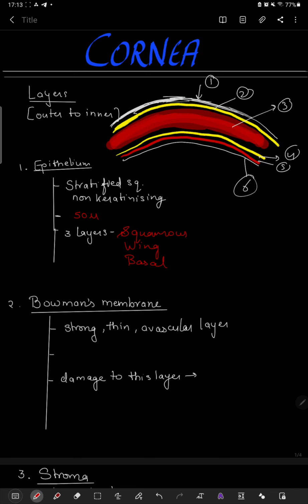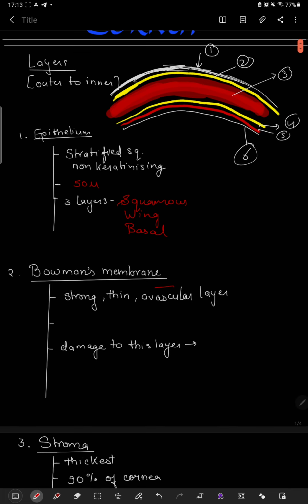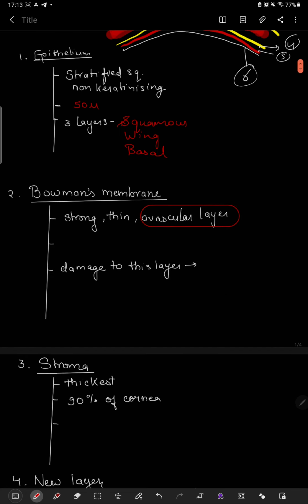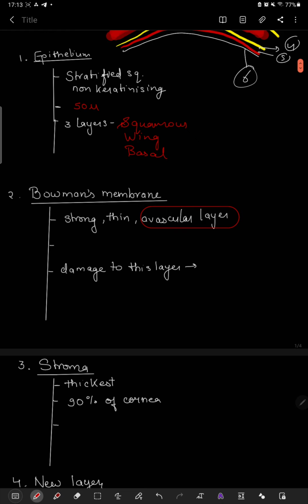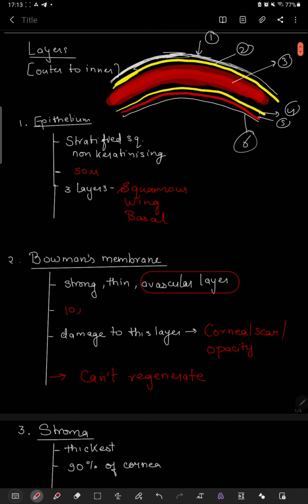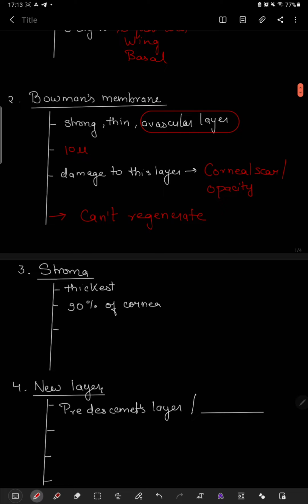Now the Bowman's membrane, it is the strongest, thinnest and avascular layer. It is avascular. What happens if damage to this layer occurs? If the Bowman's membrane gets damaged, it results in corneal scarring or corneal opacity. This membrane can't regenerate. So once the damage occurs, it can't regenerate on its own. The diameter of this layer is 10 micron.